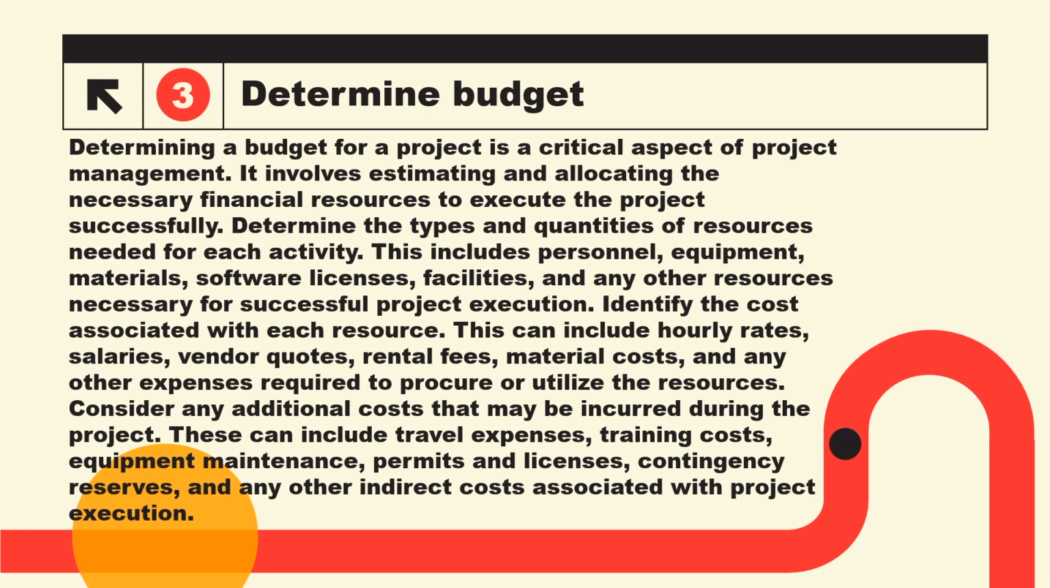This can include hourly rates, salaries, vendor quotes, rental fees, material costs, and any other expenses required to procure or utilize the resources. Consider any additional costs that may be incurred during the project. These can include travel expenses, training costs, equipment maintenance, permits and licenses, contingency reserves, and any other indirect costs associated with project execution.